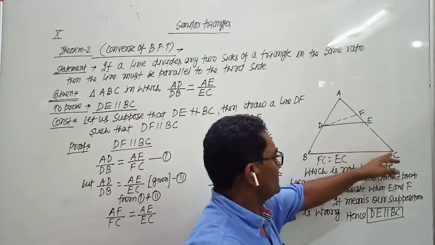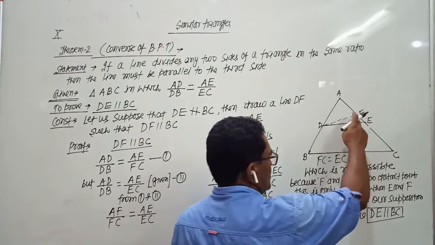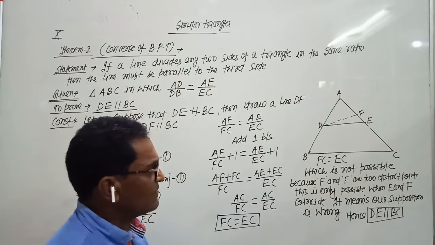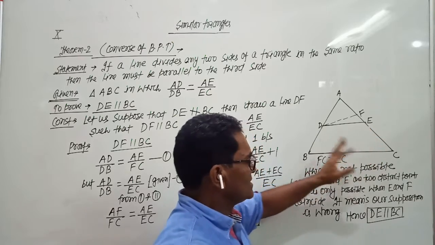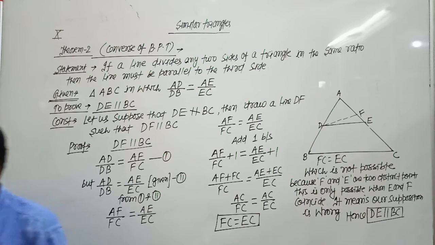So FC equals EC. This is not possible, and it is only possible when E and F coincide. And when E and F coincide, it means DF lies on DE. Thus our supposition is wrong. Hence DE is parallel to BC.